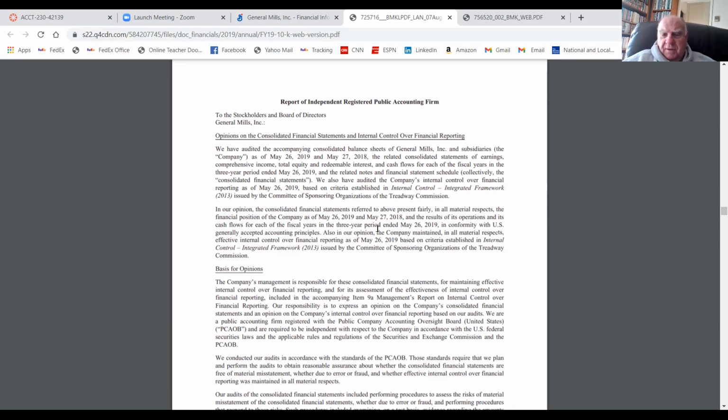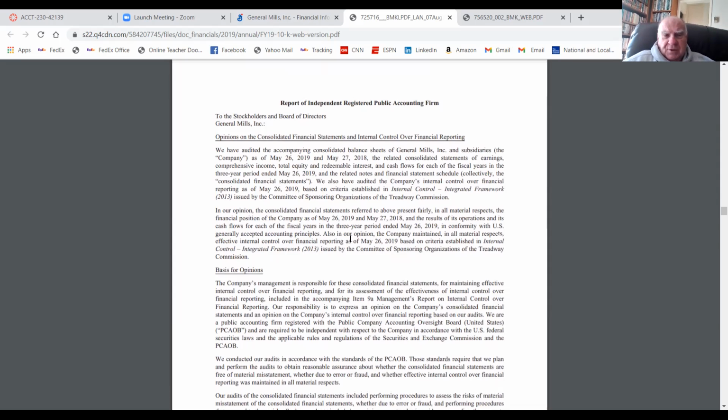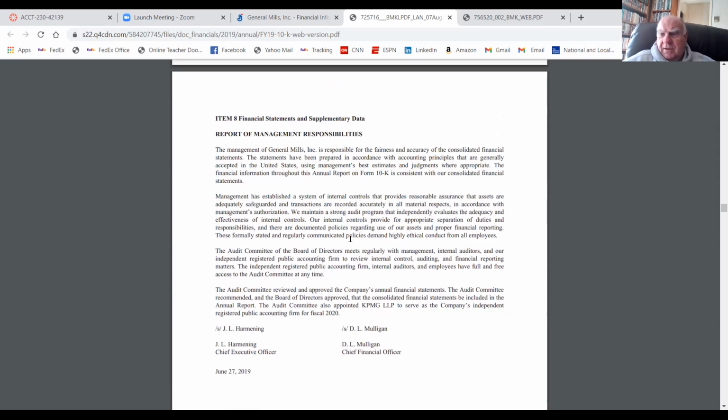Also, in our opinion, the company maintained in all material respects effective internal controls over financial reporting based on criteria established in Internal Control Integrated Framework issued by the Committee of Sponsoring Organizations of the Treadway Commission. I'm sure we've all read that, huh? The point is, some of this language is new, as is some of the language up here in the president's letter.